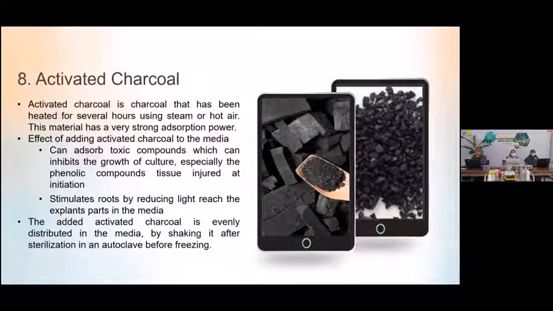The last one is activated charcoal. Activated charcoal is charcoal that has been heated for several hours using steam or hot air. This material has a very strong absorption power. The effect of adding activated charcoal to media is that it can absorb toxic compounds which can inhibit the growth of culture, especially the phenolic compounds in injured tissue at initiation. Also, it can stimulate roots by reducing the light reaching the exposed parts in the media.